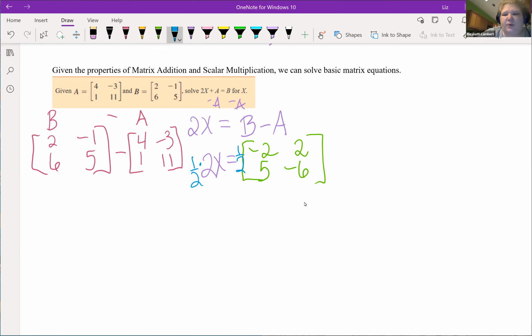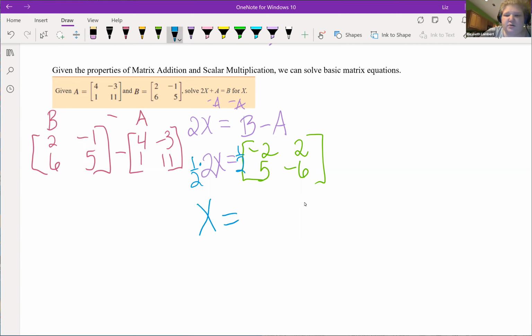Now, traditionally, we write scalars in front of the matrix. So that's why I'm squeezing it in there instead of writing it on the other side, because matrices don't always commute with all the operations. So we're usually very particular about which side to write it on. So here is our x.